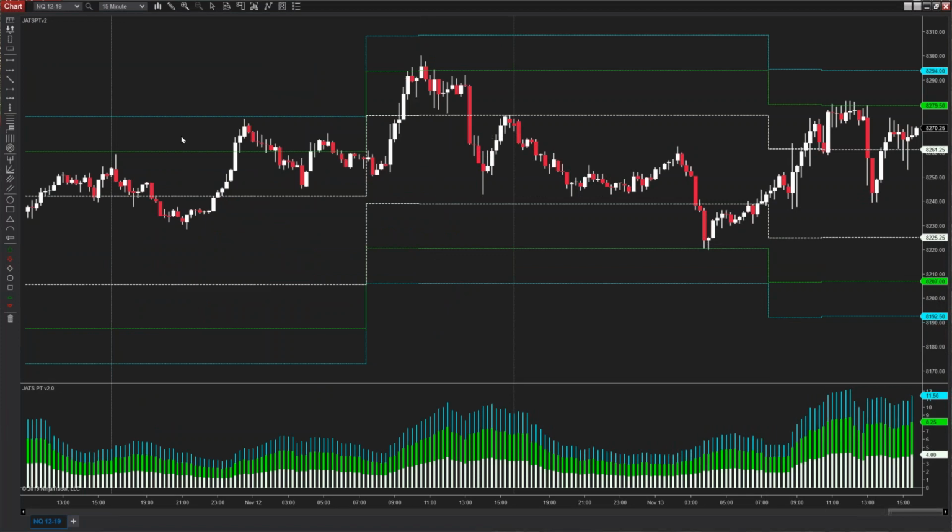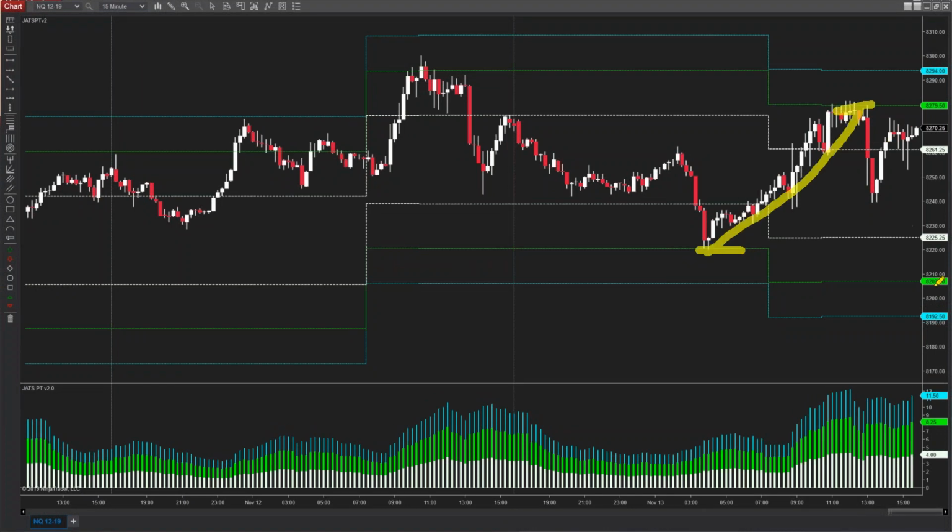So you can see that we've been hitting these upward targets. And I liked this price action. It came down to yesterday's PT2 and then rallied up to today's PT2. So the markets are very, very structured on this 14 period range, guys.